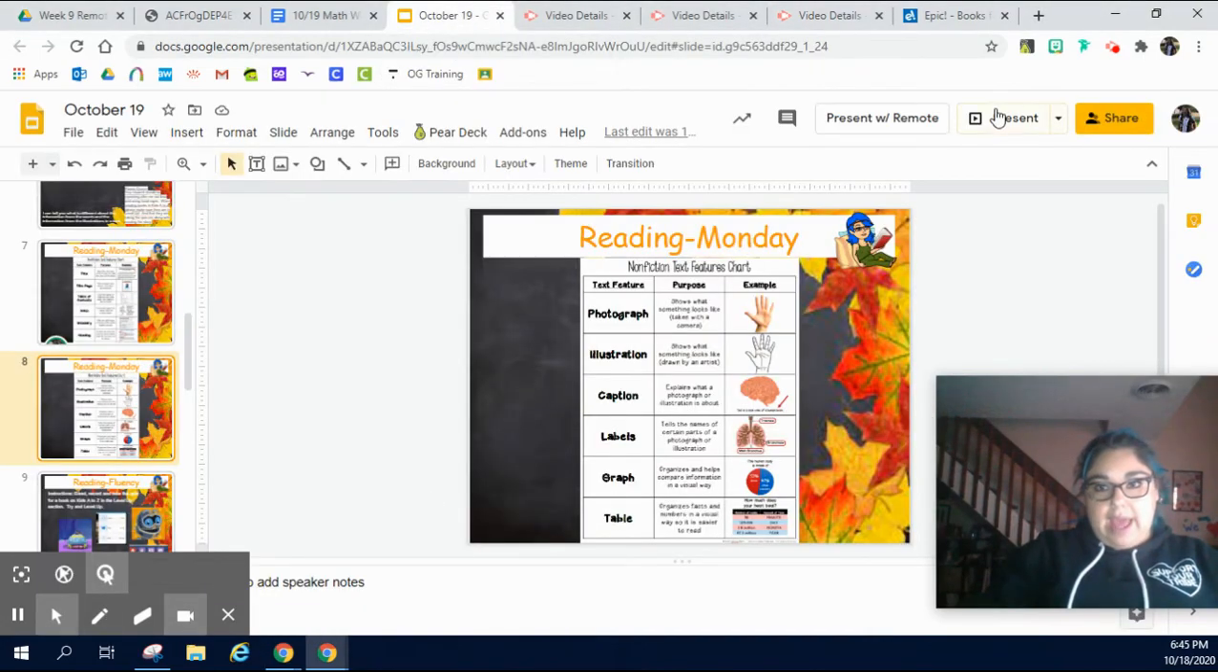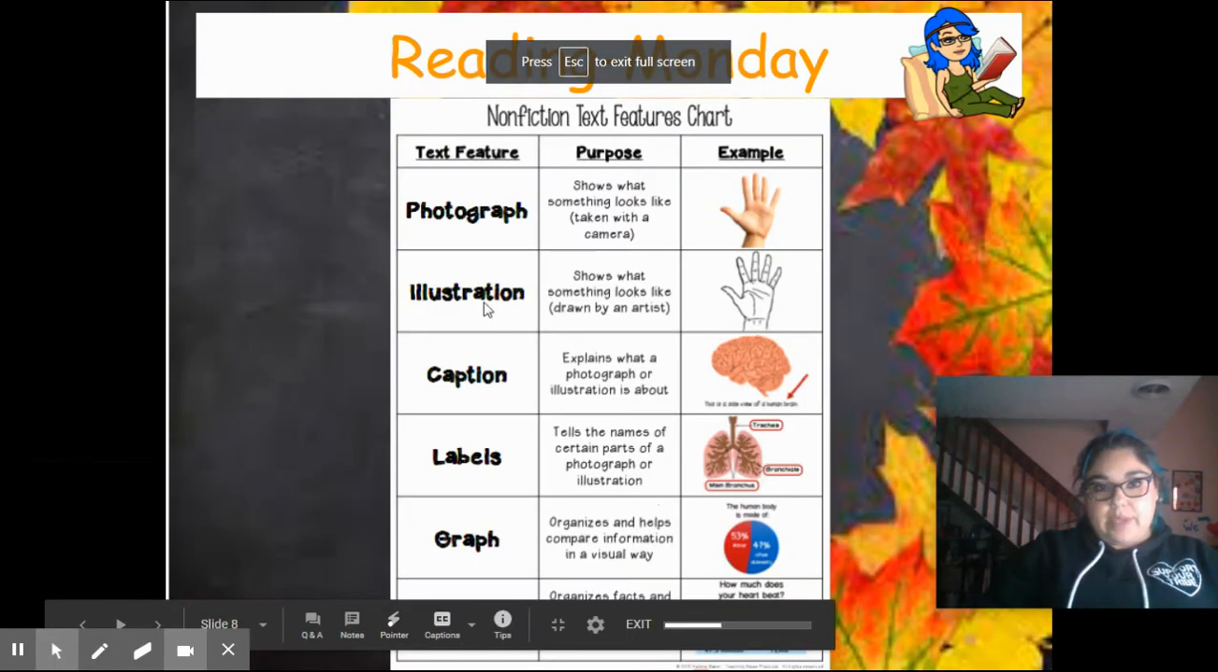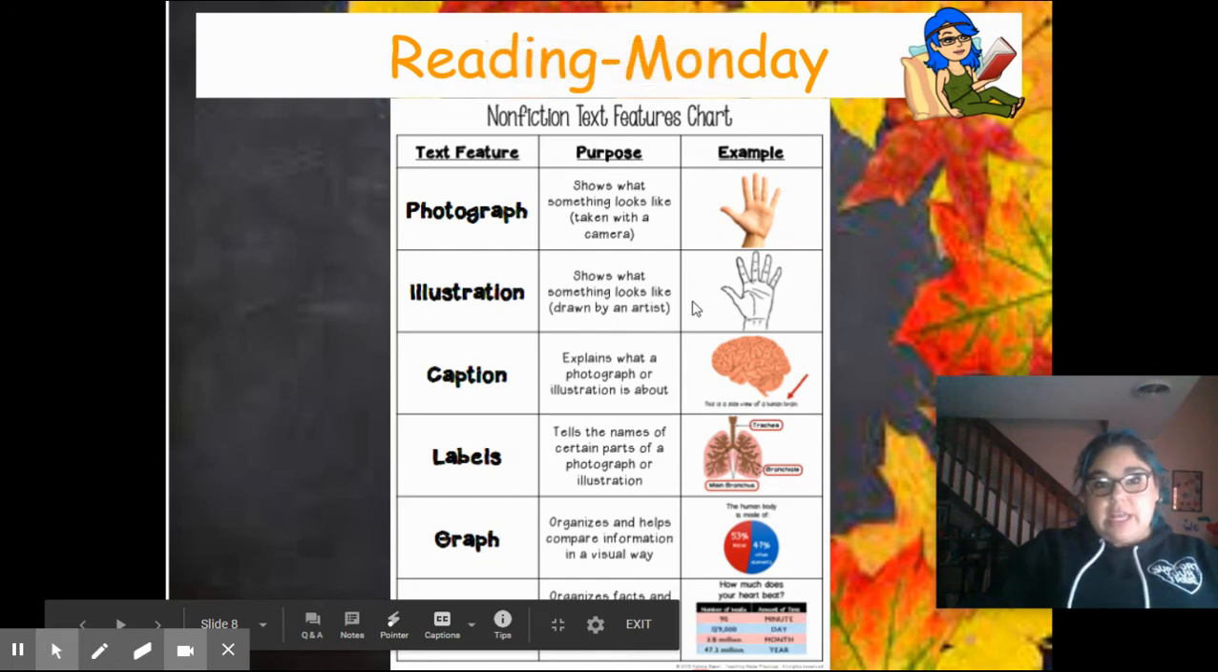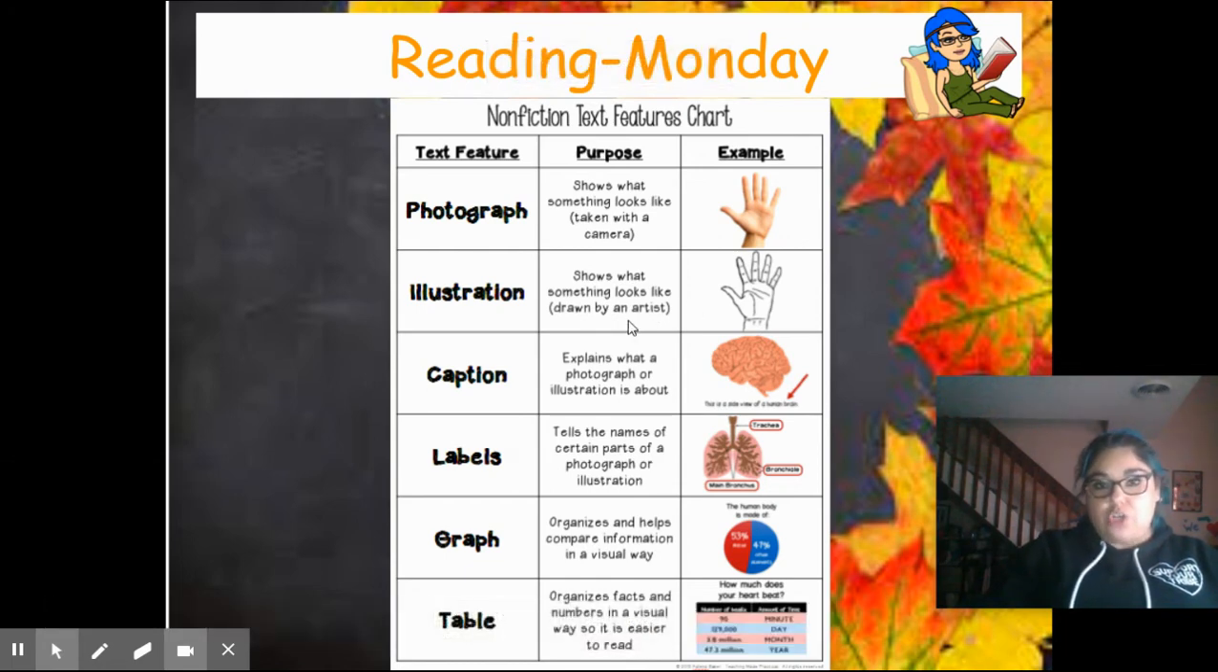Then we have illustrations. The illustrations are drawn by an artist. My book doesn't have any illustrations. Most nonfiction books don't have illustrations, but they do have photographs. There are some times where there are illustrations because sometimes you're learning about a topic that there were no cameras for. So that would be the time for an illustration.